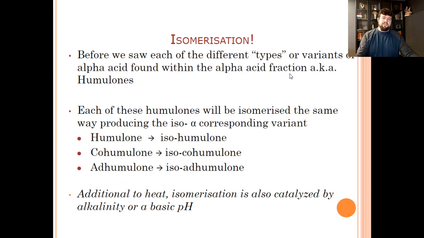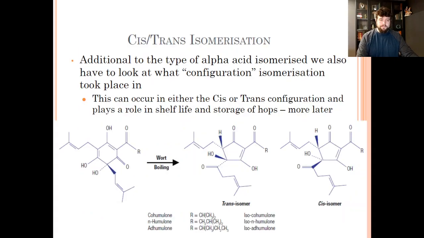So to break this down a bit more, those three varieties do still hold true. Humulone is going to turn to isohumulone, cohumulone is going to turn to isocohumulone, and adhumulone is going to turn to isoadhumulone, all catalyzed by alkalinity, pH, and of course temperature via boiling.